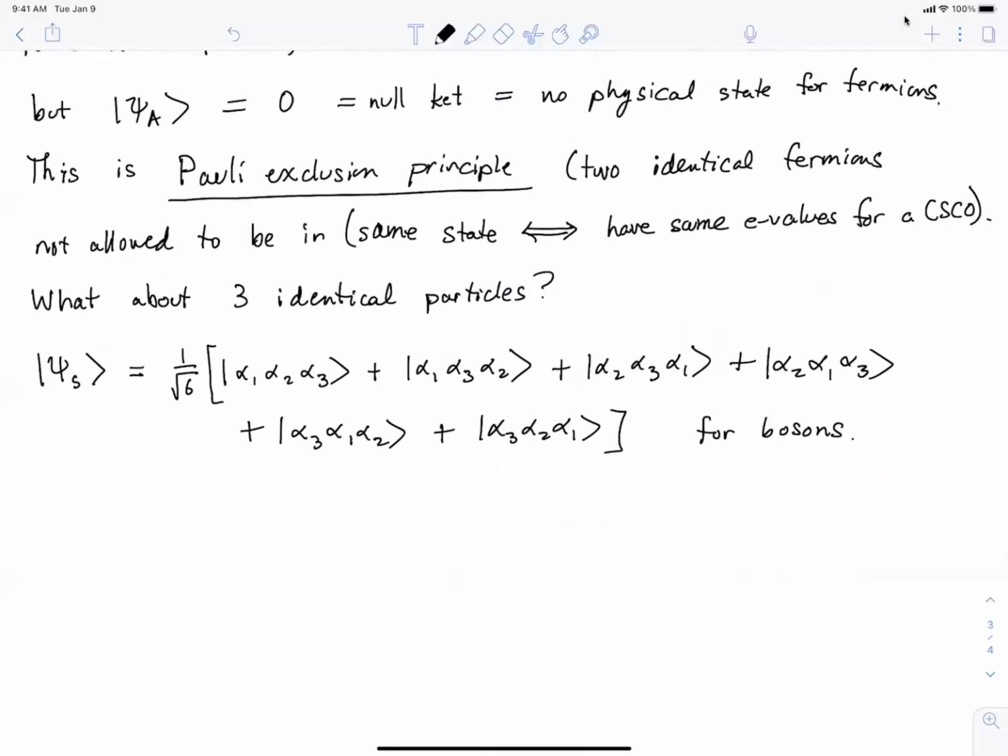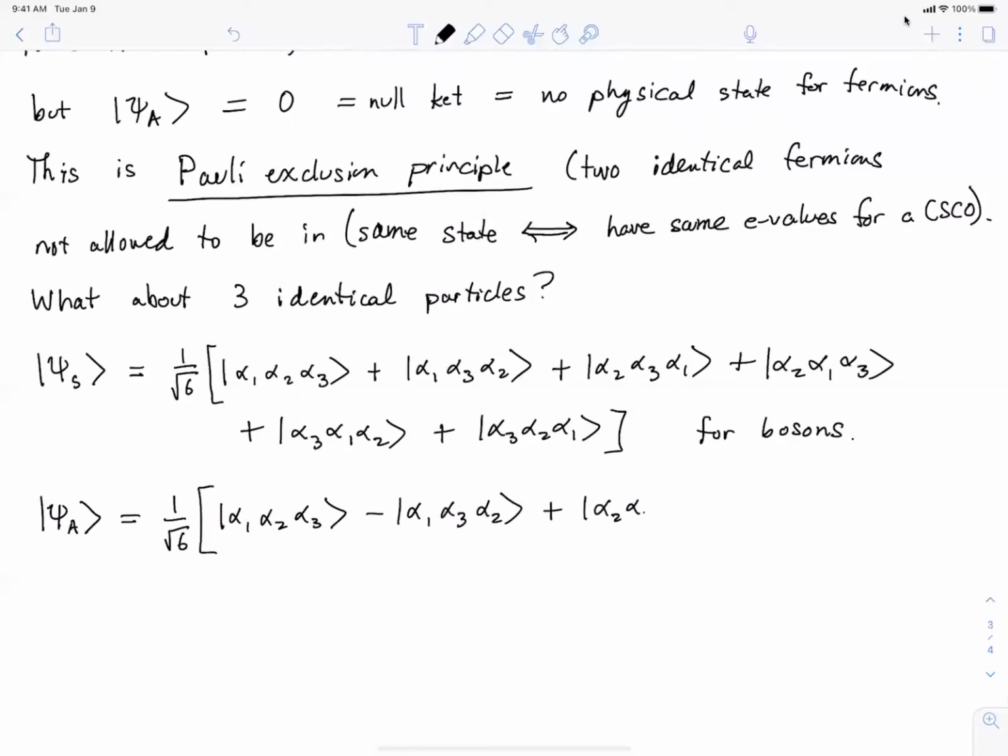Okay, and then the other thing I can do is I can require that there be a minus sign when I interchange any 2 particles. And so I can write down the same 6 kets, but now I just write a minus sign if I've interchanged an odd number compared to the first ket. So hopefully I'm getting all the minus signs right here.